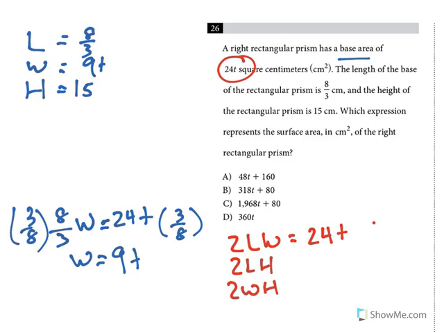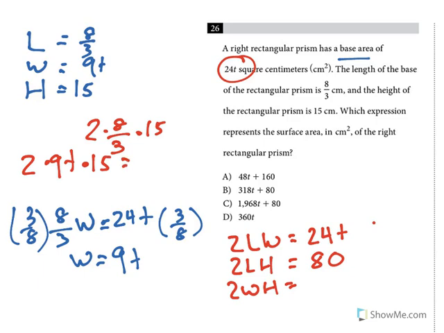Now, how about 2LH? Well, it's going to be 2, right, times 8/3 times 15. So 15/3 is 5, times 2 is 10, times 8 is 80. That should be pretty easy. And then 2WH, that should be easy too, right? 2 times 9t times 15. So that looks to me like 2 times 15 is 30, times 9 is 270t.